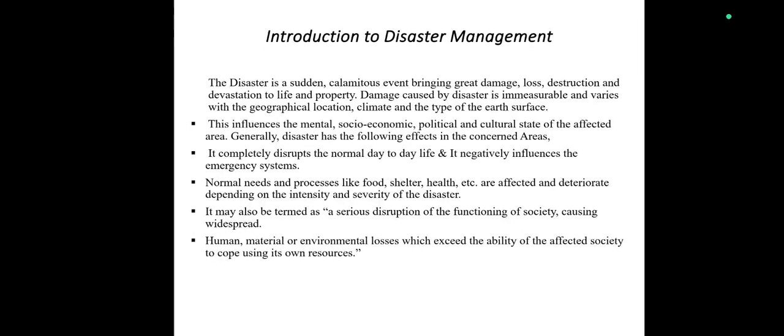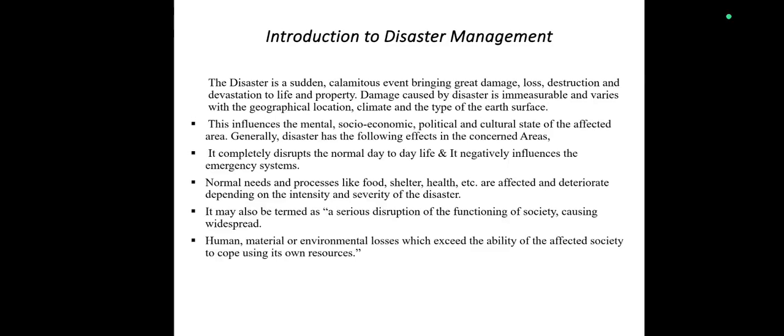So, what is disaster management? Disaster management can be defined as the organization and management of resources and responsibilities for dealing with all humanitarian aspects for emergencies in order to lessen the impact of disaster.